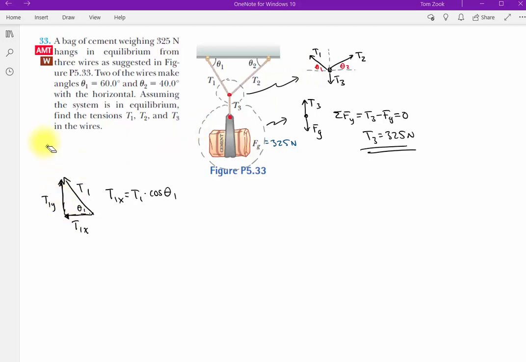T1y will be equal to T1 times the sine of theta 1. Now we are given what theta 1 is in this problem, so that'll help us be able to solve for what T1 is. And likewise, if we do the same for T2, make it the hypotenuse of a right triangle, then draw on the legs of the triangle, we can write out what the components are.